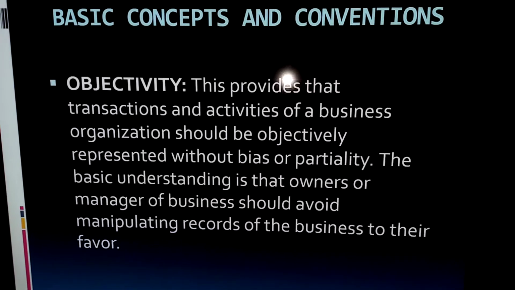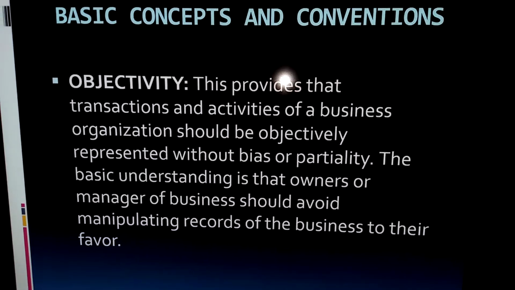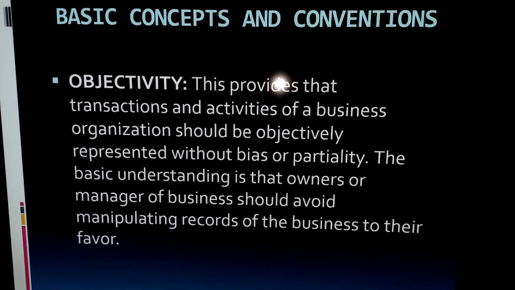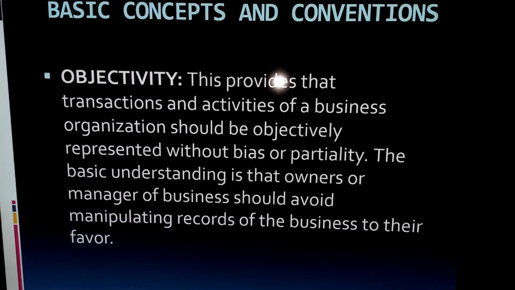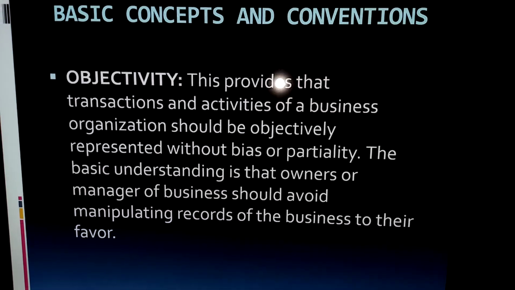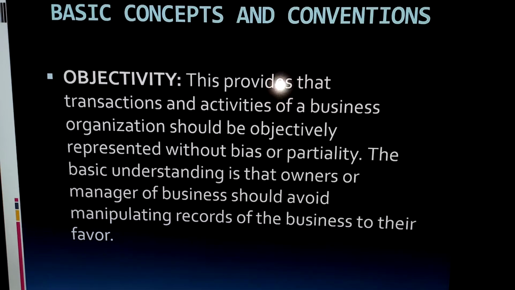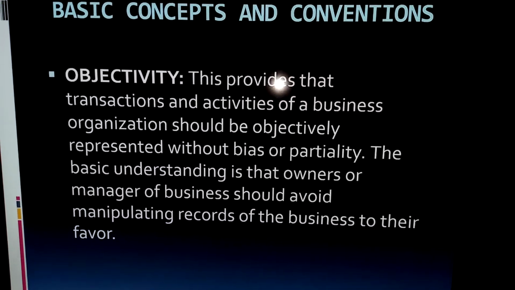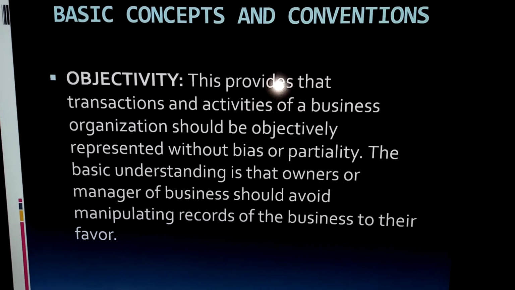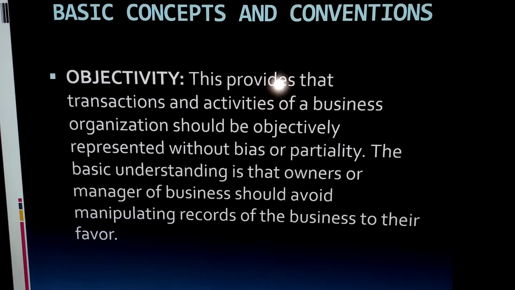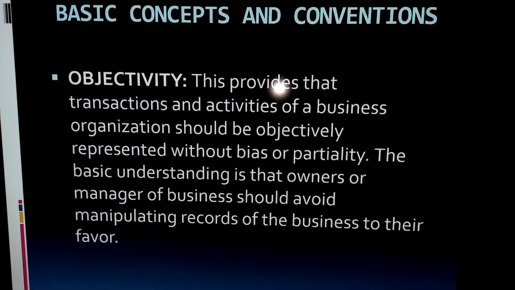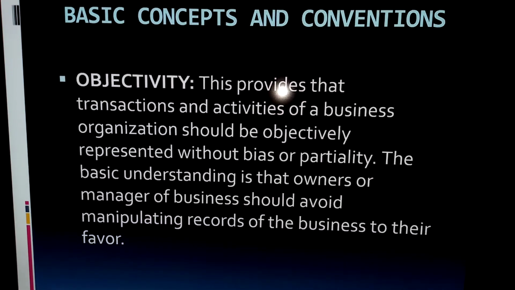So here we have objectivity. What we're saying is that you should ensure that the activities of the organization are reported without bias, without partiality. Sometimes you have business owners wanting to intervene in the way activities are reported. This is against the concept of objectivity. What is expected of us as accountants is to ensure that economic activities are reported without bias. Management of business organizations can be guilty of violating the objectivity concept.